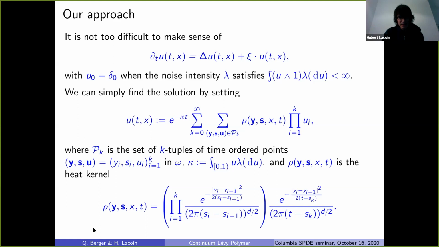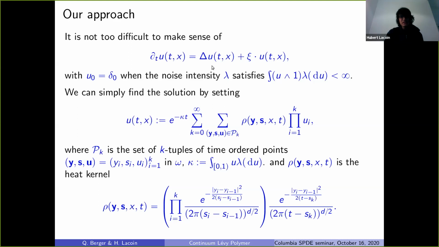So I gave here the expression for rho, which is just, well, the heat kernel for going through these k points here and ending at xt. So, okay, that's one observation.